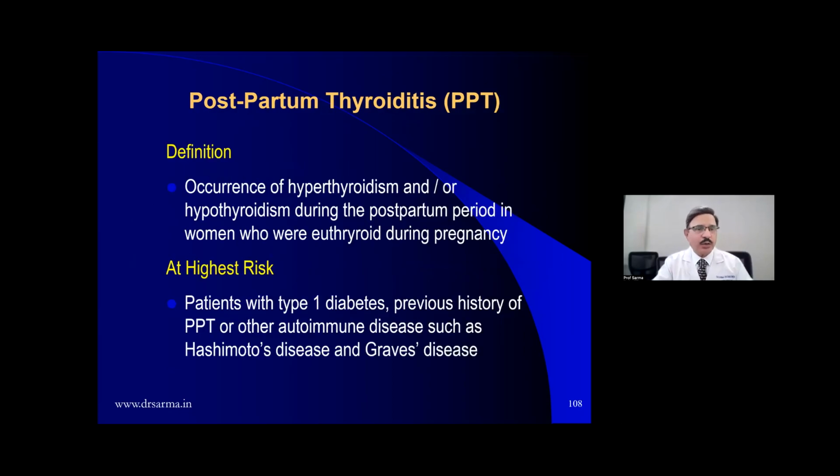Postpartum thyroiditis. There is one thyroid disease called PPT, postpartum thyroiditis, just like PPH, postpartum hemorrhage. PPT is the occurrence of hyperthyroidism and/or hypothyroidism during the postpartum period in women who are euthyroid during pregnancy. That means throughout pregnancy, thyroid is normal. Immediately after pregnancy, either they are hyperthyroid or hypothyroid. At risk are patients with type 1 diabetes, a previous history of PPT in a previous pregnancy, and other autoimmune diseases such as Hashimoto's and Graves'.